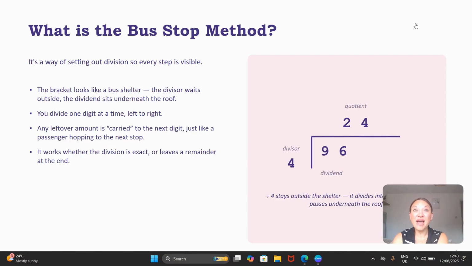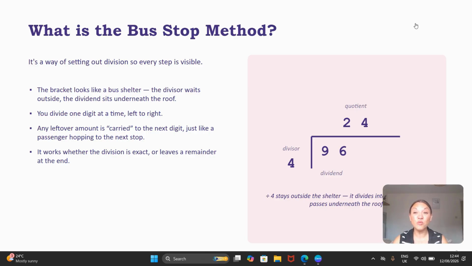Okay, so for a lot of parents and a lot of children, you'll be thinking, what on earth is the bus stop method if you've not heard of it already? All right, so the bus stop method is called the bus stop method because it kind of looks like a little bus shelter, all right? And we've got to think about our divisor where it's outside and the dividend sits underneath the roof, okay?